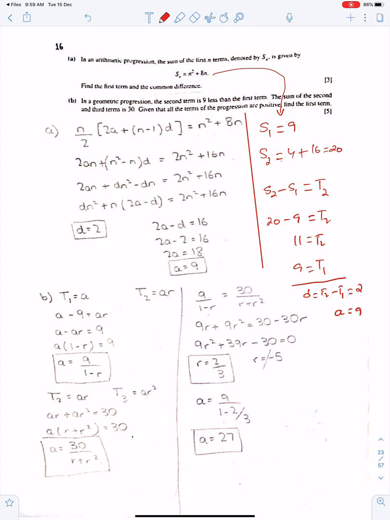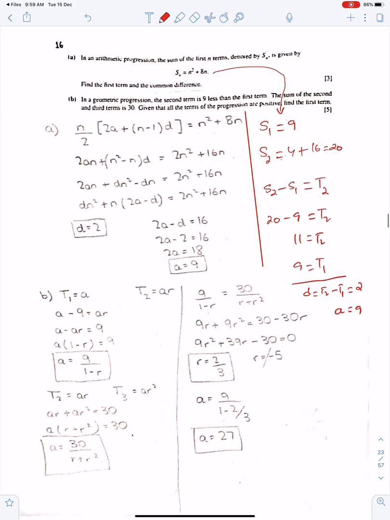So this is another way of solving this question. And this method is, I think, easier than the first method. In this method, I found the first two terms. I found S1, I substituted 1 here, and then I substituted 2 here for S2, and S2 minus S1 is T2. So this is T2, this is T1, D is T2 minus T1, and T1 is A.